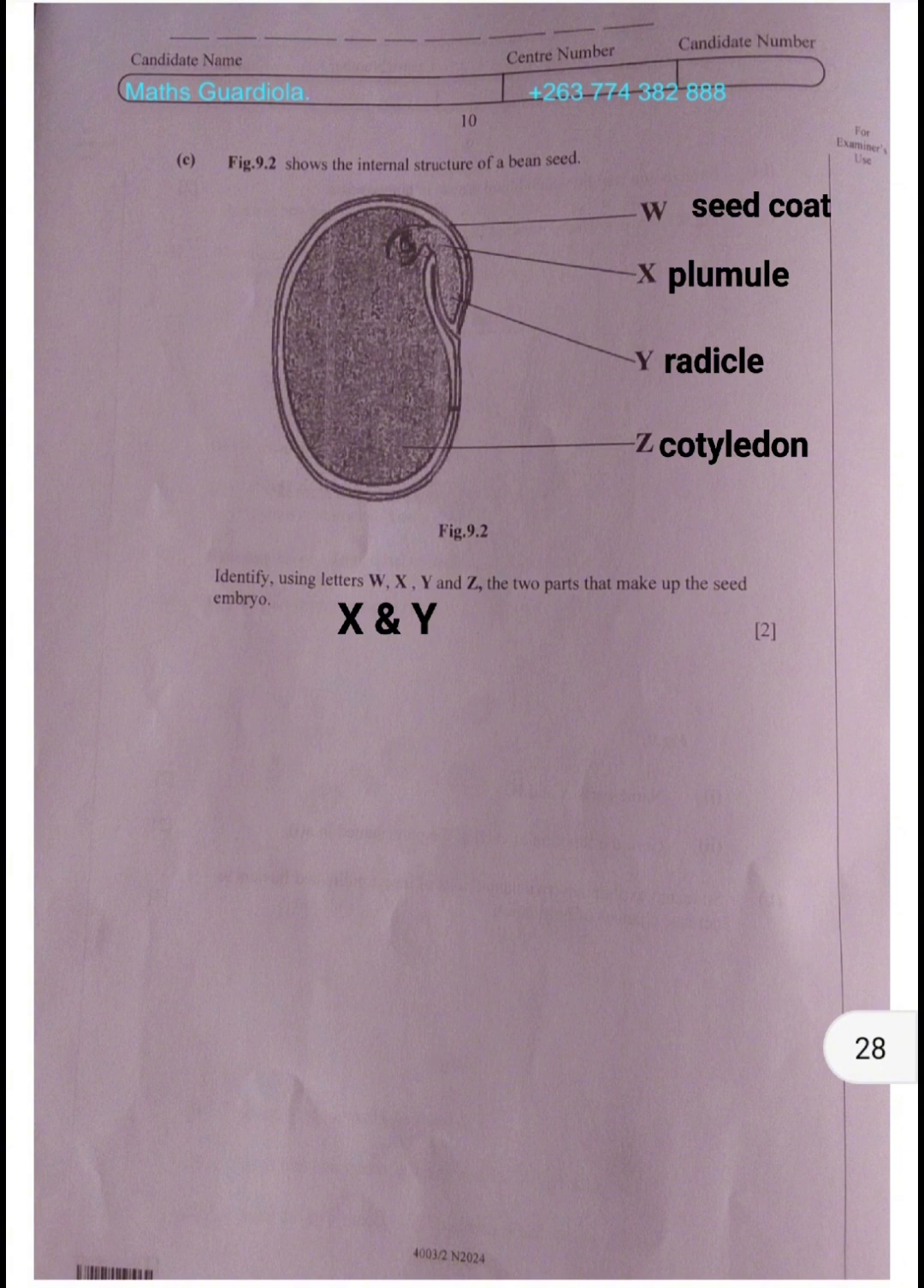So we are now supposed to identify, using the letters, the 2 parts that make up the seed embryo. So the 2 main parts that make up the seed embryo are the radicle, which is the primary root, and the plumule, which is the primary shoot. So we are going to mention X and Y as the correct answers.